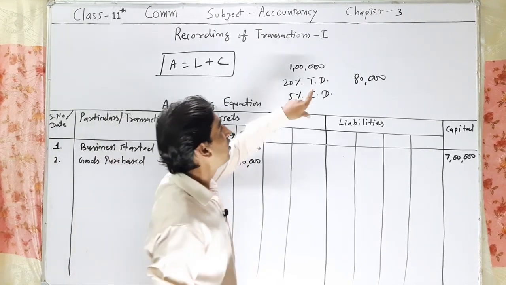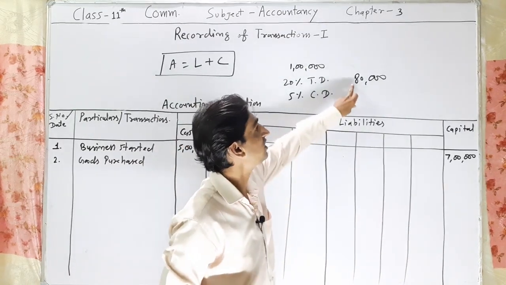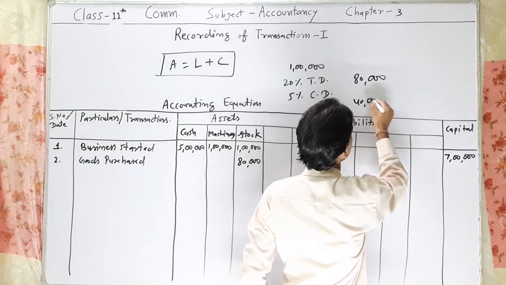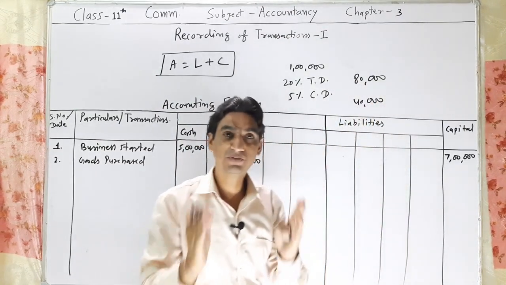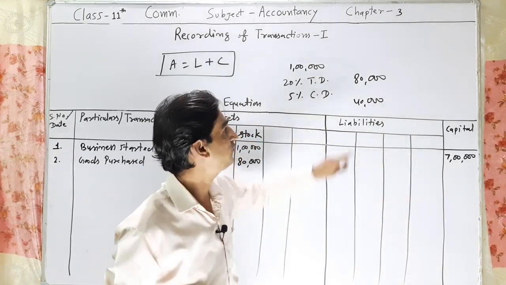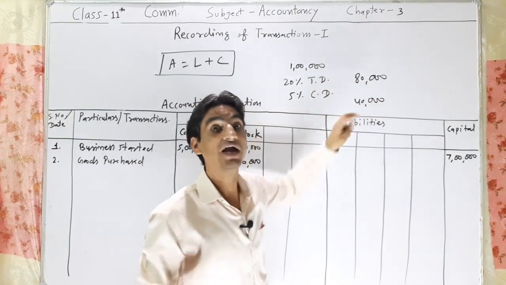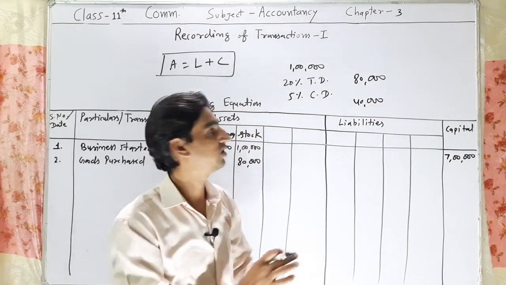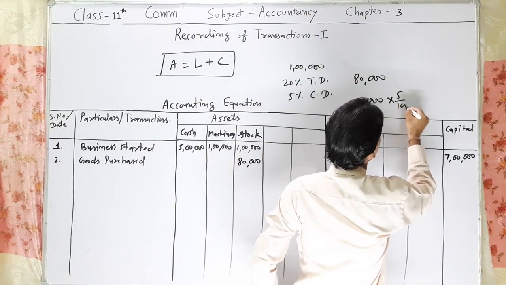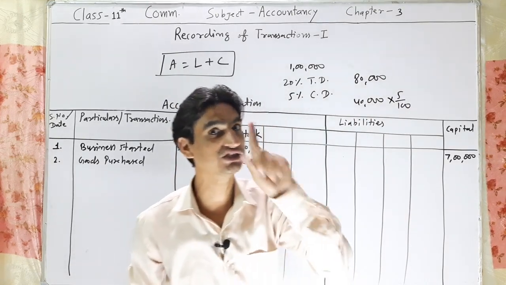Now, 50% amount paid in cash. The 50% of 80,000 is 40,000. 50% amount paid in cash at the time. So 50% of 80,000 is 40,000, and 5% cash discount. Cash discount is allowed or received on cash transaction.